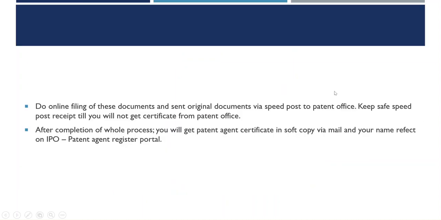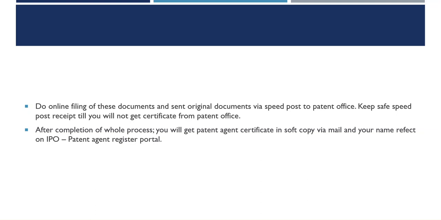First do the online filing, then send all the original documents via speed post only. Do not send any document to the patent office via any courier service. This applies for registration of the patent agent, as well as whenever you are practicing as a patent agent and filing any patent, design, trademark or copyright: after filing online you have to submit the original signed document to the patent office or the trademark registry, and that is only possible by speed post or post.